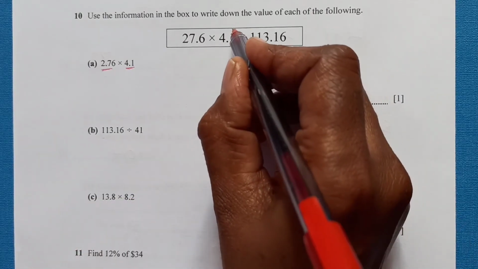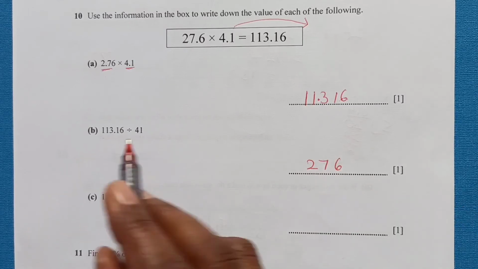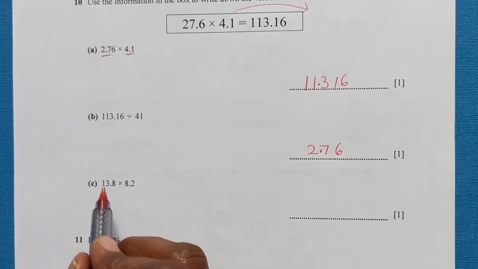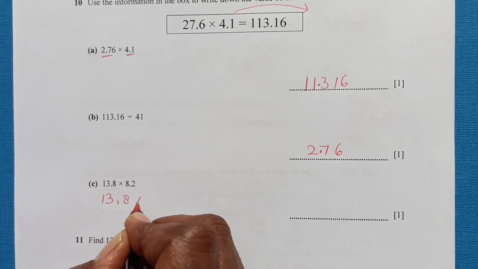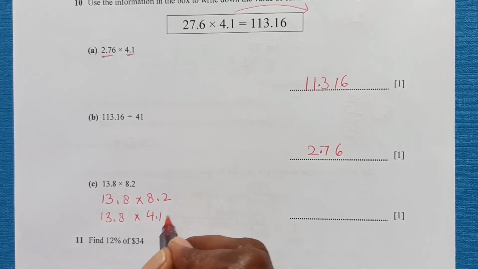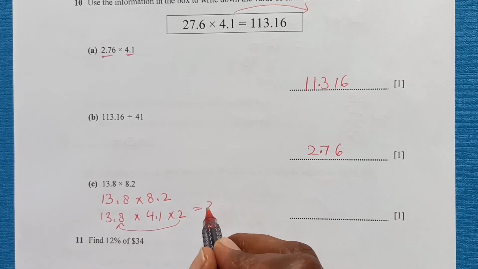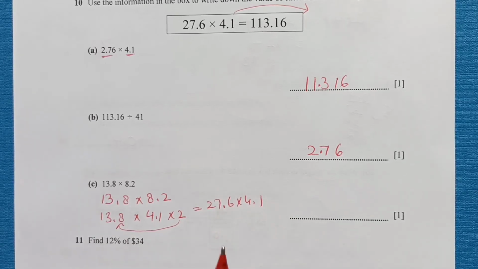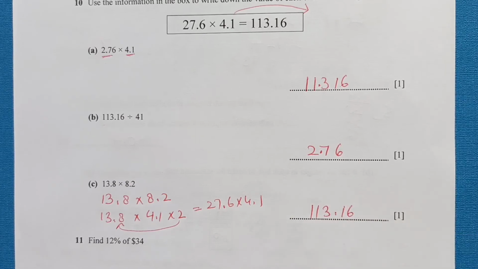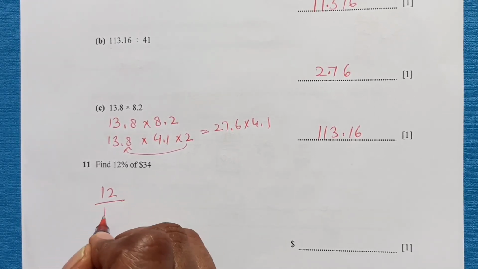Now B part, 113.6 divided by 41. So that means, you see, this will go here. So that means answer should be 27.6. But we have 2 decimal places here. So our answer will be 2.76. Right? Part C. You see 13.8 times 8.2. Now if I write it down, like, let's say if we split this one is 4.1 times 2, right? So this 2 can be multiplied here. If you see, it will become 27.6 times 4.1. So you see it remains the same. So the question is same. So answer will remain as it is, 113.16.